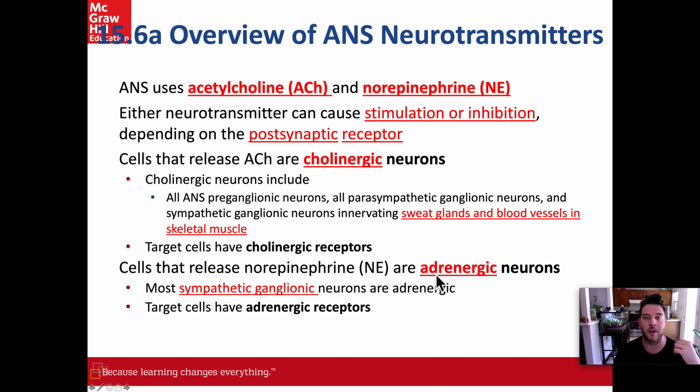Cells that release norepinephrine are called adrenergic neurons. Most of your sympathetic ganglionic neurons are going to be adrenergic, and the target cells have adrenergic receptors. These are fun words to say. Okay, so you have acetylcholine coming from cholinergic neurons, norepinephrine and epinephrine coming from adrenergic neurons. Your cholinergic neurons are all of your preganglionic neurons, whether sympathetic or parasympathetic, all of your parasympathetic ganglionic neurons, so basically your postganglionic parasympathetic neurons, and your sympathetic ganglionic neurons going specifically to sweat glands and blood vessels in the skeletal muscle.